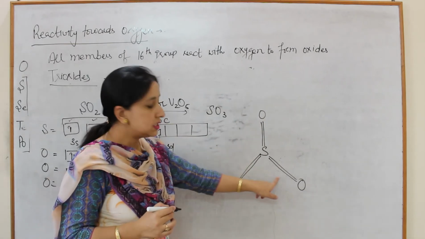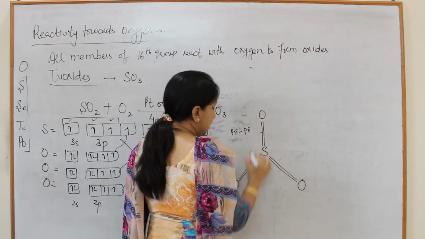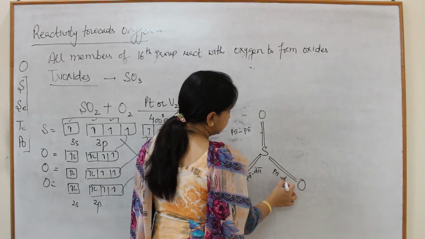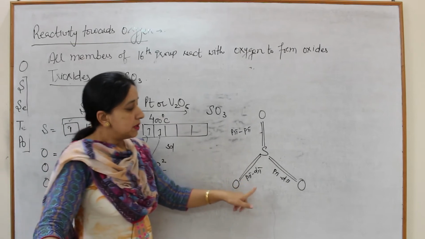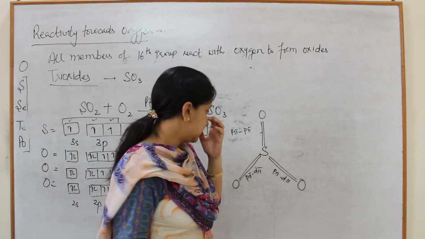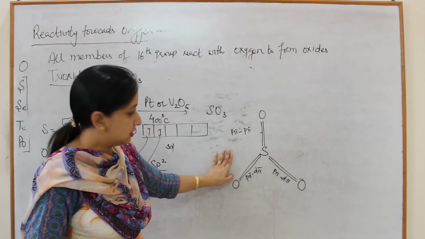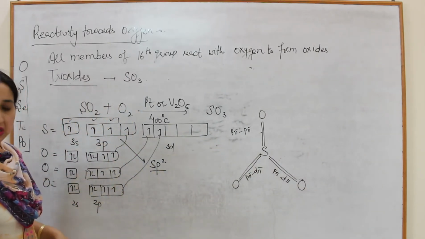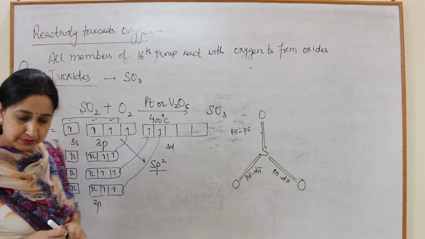Among these 3 pi bonds, one will be p pi, and the other 2 will be p pi, d pi. These two will be d pi. But because of the presence of resonance, all the bond lengths are the same. So this is the structure of sulfur trioxide. Similarly, selenium also has this type of structure.